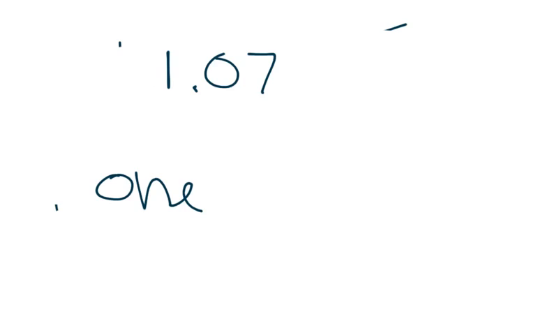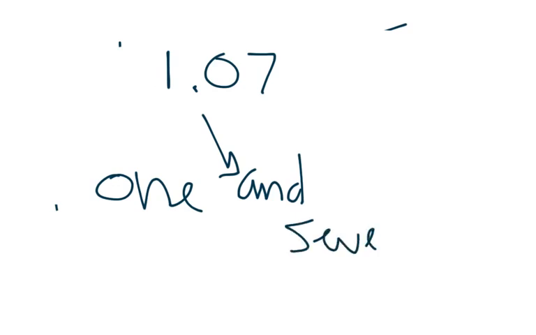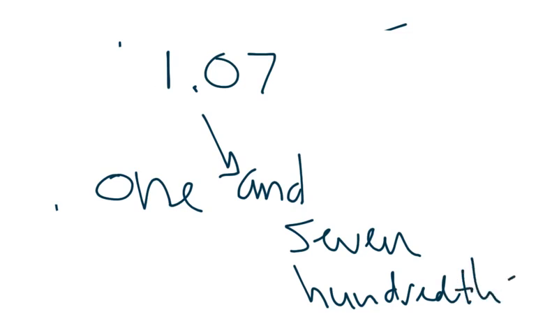Let's do one more like this. What if I have this number right here? It's not 107 because of that decimal place. It'd be 1 and what? Where's the 7? It's in the hundredths place, not the tenths. Hundredths. So I'd have 7 hundredths.